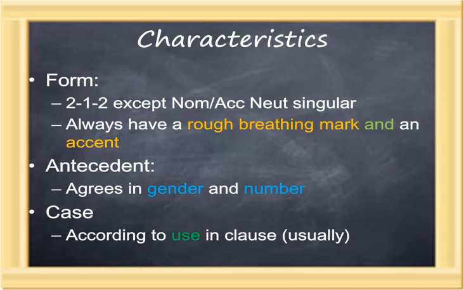So again, in terms of form, relative pronouns are 2-1-2s, always having a rough breathing mark and an accent. Relative pronouns agree with their antecedent in gender and number, but the case is according to use in the clause, usually. Later on, we'll learn about one exception called attraction.